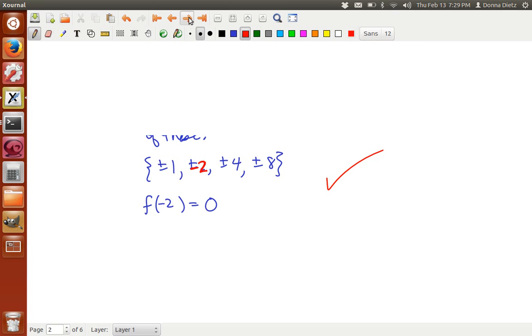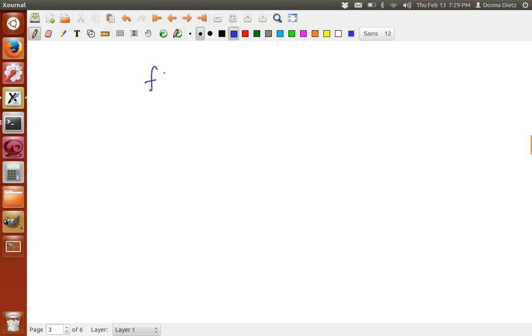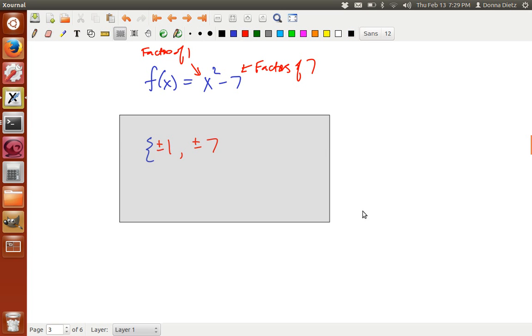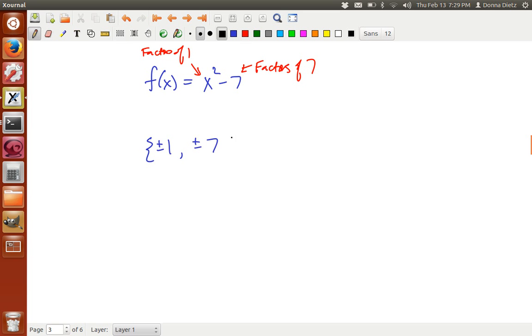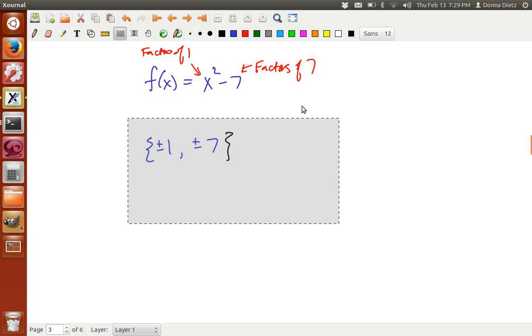Okay, so let me ask about this question. What if the function is x squared minus 7? What is it going to do? It's going to generate, okay, what are the factors of 7? Don't worry about the negative sign; I'm just going to put in all the positives and negatives anyway. The factors of 7 are just 1 and 7, and we only divide by 1. So this is the whole list of what we're allowed to use. Plus and minus 1 and plus and minus 7 are the only things we're allowed to use.